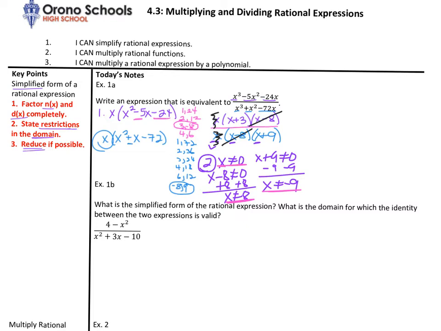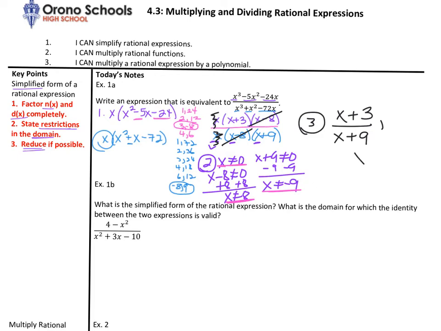So it looks like all we have left for our final answer is x plus 3 in the numerator and x plus 9 in the denominator. Notice the x's can't cancel and we cannot reduce the 3 and the 9, and it's all because there's addition in both the numerator and the denominator.